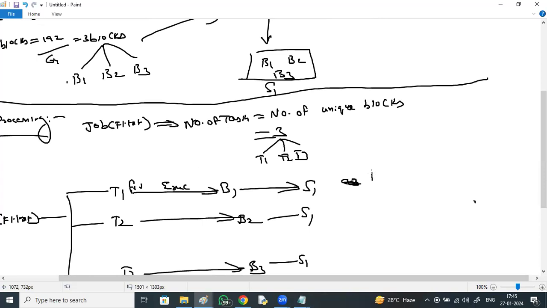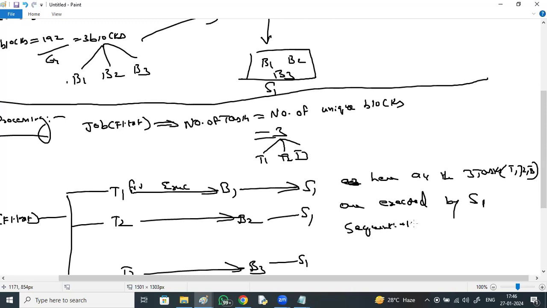All the 3 tasks, T1, T2, and T3, are executed sequentially by S1. Here there is no parallel processing. Right?